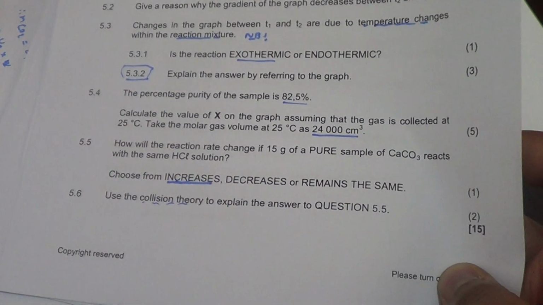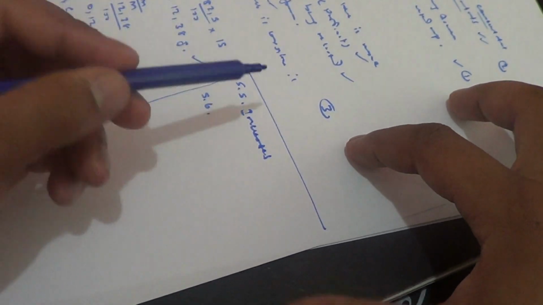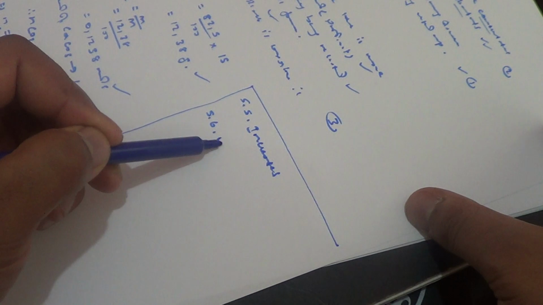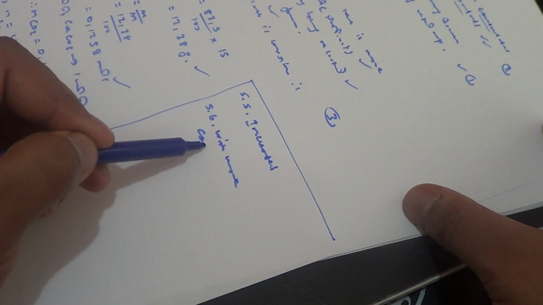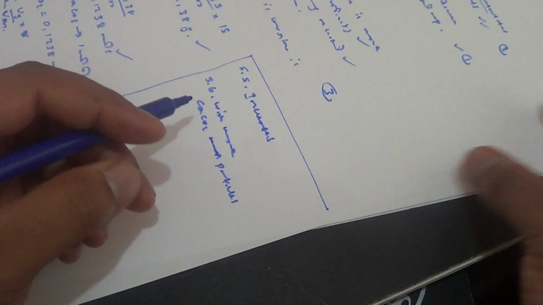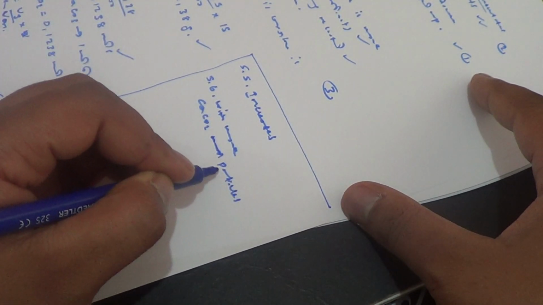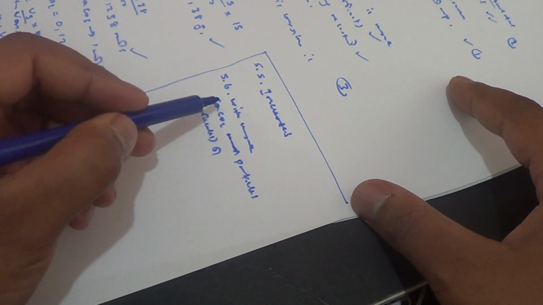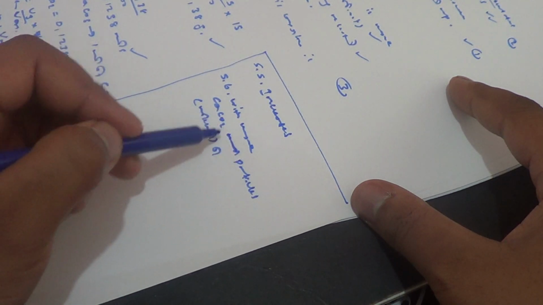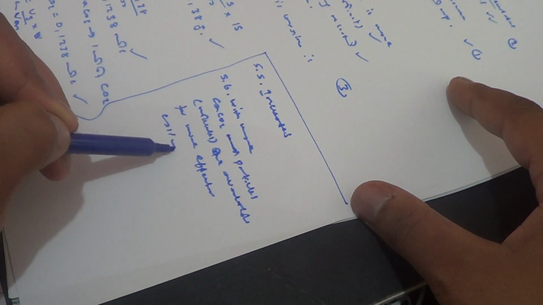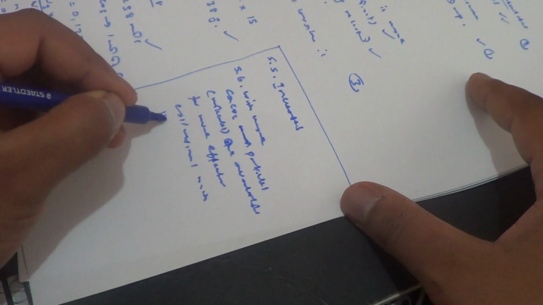So 5.6 says, now use collision theory to explain the answer in 5.5. According to collision theory, if we're using the percentage of pure, remember we're going to increase the number of molecules available. So now with more CaCO3 particles, because collision theory talks of particles, but particles are essentially molecules. We can say particles or molecules. With more calcium carbonate, more particles are available for more effective collisions with HCl molecules.